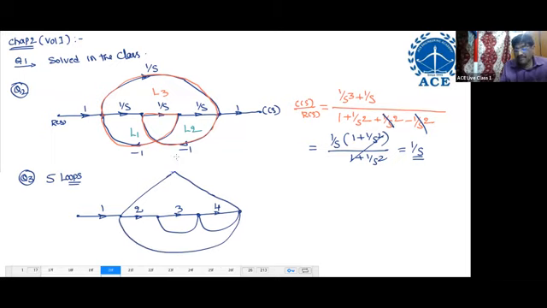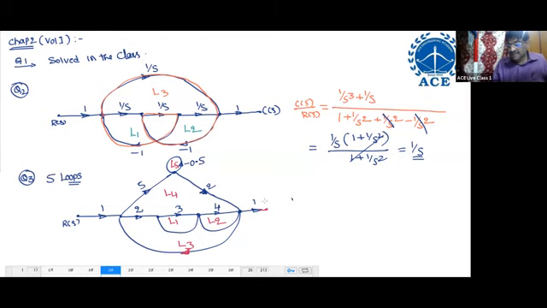This is the diagram. Come on, solve it. How many loops are there here? This is L1, this is L2, this is straight coming back. This is L3, this is L4 like this. This is L5. Now get the answer. Come on, find the transfer function C of S by R of S, you solve it.